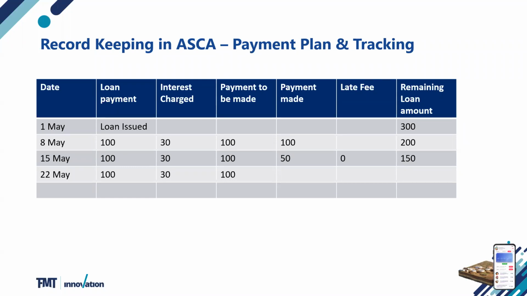So imagine looking at this. This is just for Petronella. So at each meeting, all of these things are discussed. So for Petronella, we would have to figure out the date when the loan was issued, also the interest that was charged, the payments that Petronella needs to make, also the payments that she actually made, and also include in some cases a late fee, say she fails to pay. And then at the end, there would be a remaining loan amount.